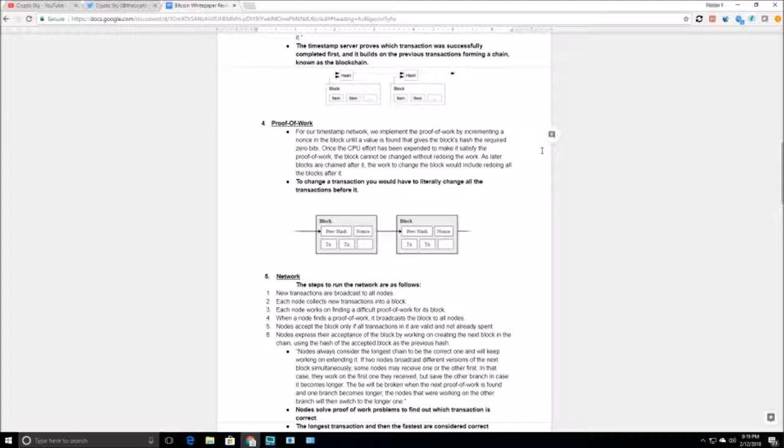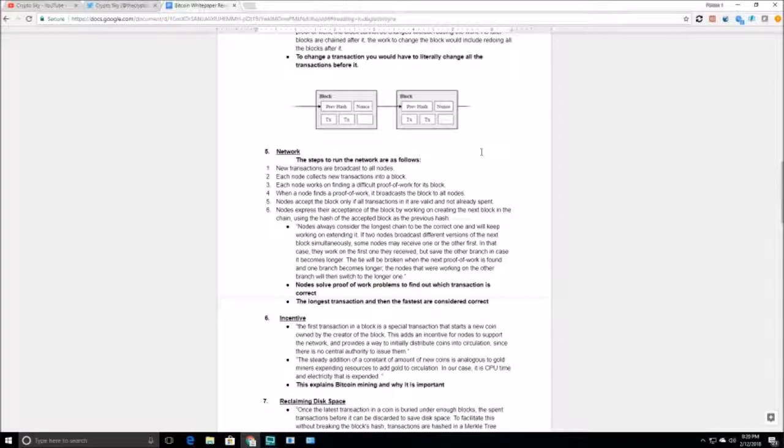So basically what this is saying is to change a transaction, you would have to literally change all the transactions before it. And this is nearly impossible, especially with today's technology. It pretty much is impossible to have the actual computer power to go back and change every single block, every single transaction before one that's being completed today. And this is one of the reasons why Bitcoin is very safe and nearly impossible to hack, because of the actual blockchain technology.